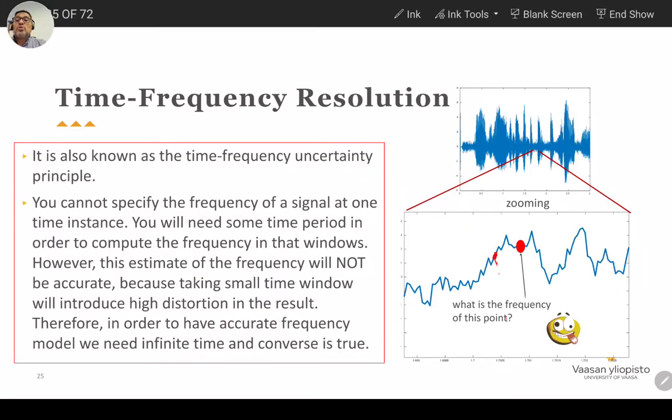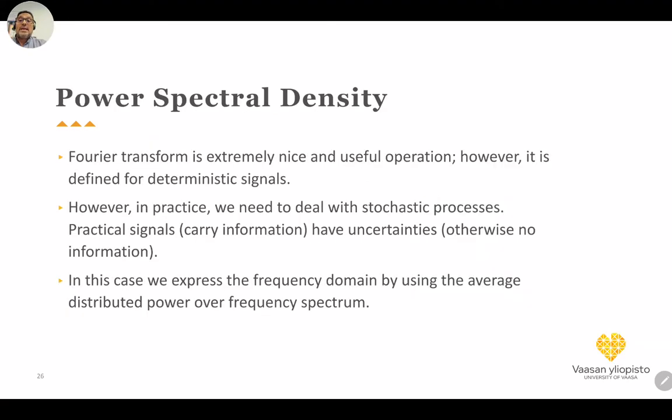And in that case, we don't know the signal in deterministic form. How could we find the frequency domain in that case? In that case, we use what is known as power spectral density. With the power spectral density, we compute the power content of the signal measurement. For example, we measure some signal, and then we compute the average power for every frequency. This is called the power spectral density of that signal.